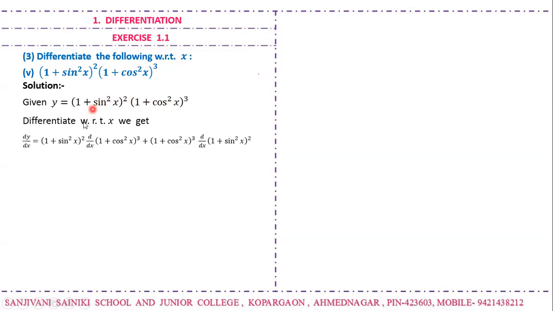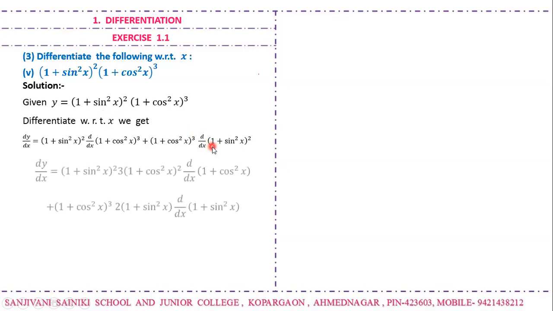We will keep the first function as it is into the derivative of the second function, plus the second function as it is into the derivative of the first function. So first function as it is, d by dx of the second, which is f(x) cubed, is 3 times f(x)² into f'(x). So d by dx of 1 + cos²x. Similarly, d by dx of (1 + sin²x)², which is f(x)², its derivative is 2 times f(x) into f'(x).